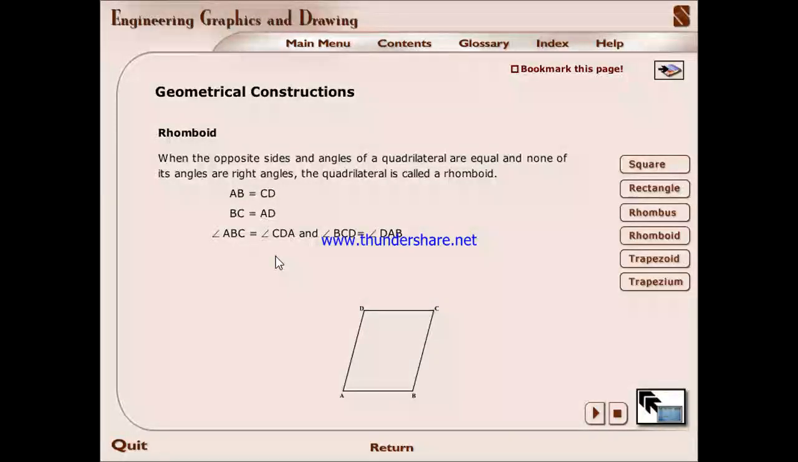Rhomboid. When opposite sides and angles of a quadrilateral are equal and none of its angles are right angles, then that quadrilateral is called rhomboid. Here AB is equal to CD and BC is equal to AD. In that, angle ABC is equal to angle CDA and angle BCD is equal to angle DAB.